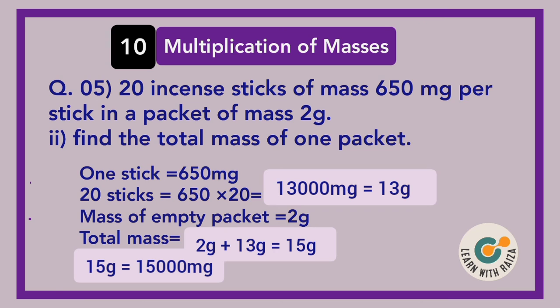Now let's see Roman number 2. Find the total mass of one packet. Now one stick is 650 milligram. 20 sticks are 650 multiplied by 20, that is 13 gram. Empty packet is 2 gram. Then the total mass of one packet is all the 20 sticks in one packet, 13 gram, plus the packet, 2 gram. Total mass is 2 gram plus 13 gram, which is equal to 15 gram. So that is the mass of the one packet.